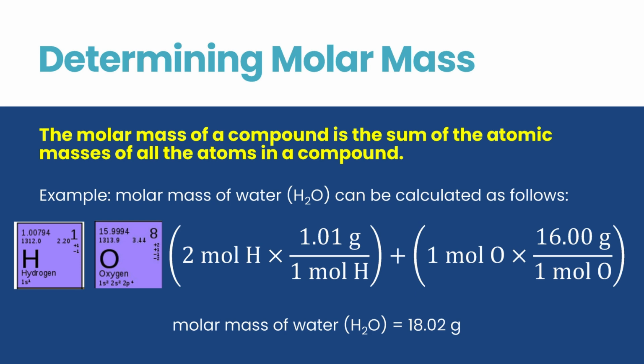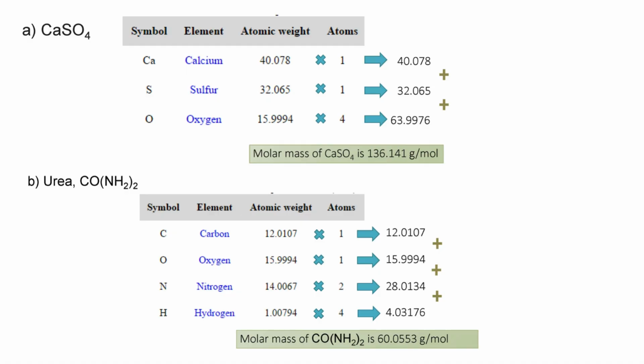And the source did similar sums for K4[Fe(CN)6] at 136.141 g/mol and urea, CO(NH2)2, at 60.0553 g/mol. Same process. Add up all the atomic masses from the periodic table according to the formula. It's a calculation you'll do all the time. Okay. So we have atomic mass, u, the mole, a number, and molar mass.